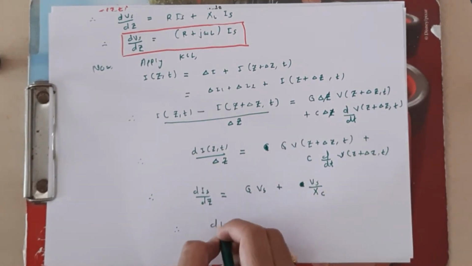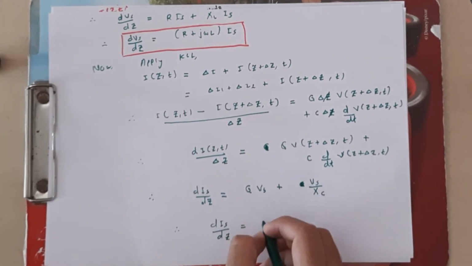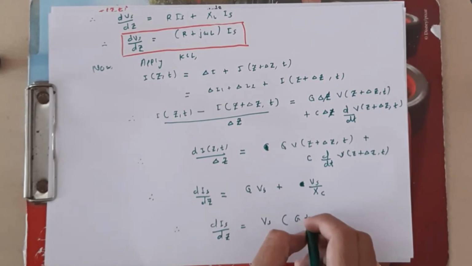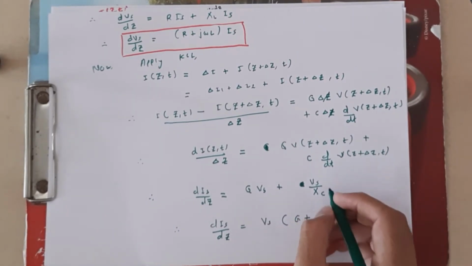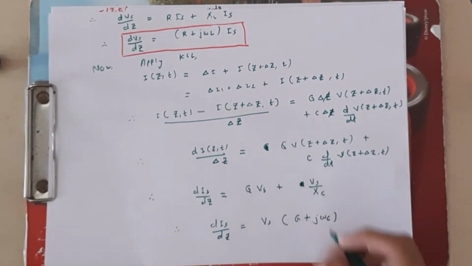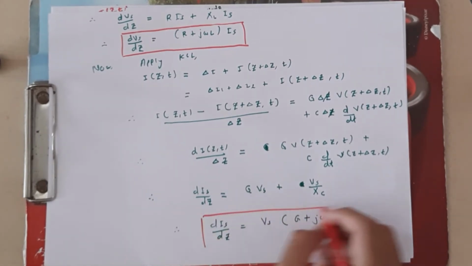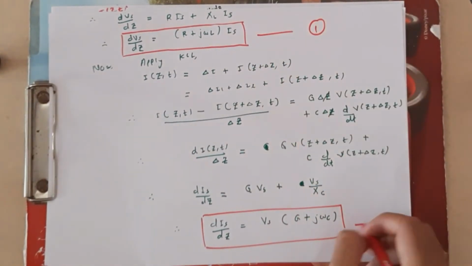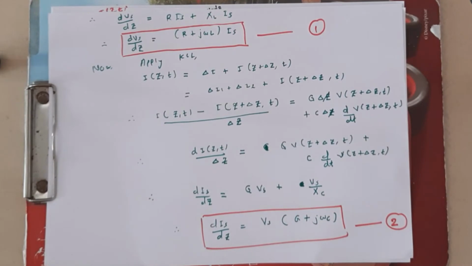So this equation is dIs by dz equals Vs common, G plus 1 by Xc. Xc means 1 upon j omega C, so this becomes G plus j omega C. So that is the second equation. Clear? So now finally I have two equations, the first equation and the second equation.